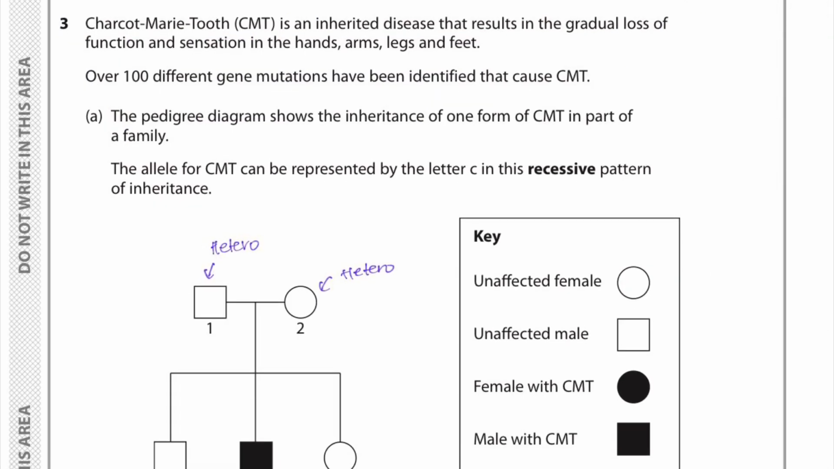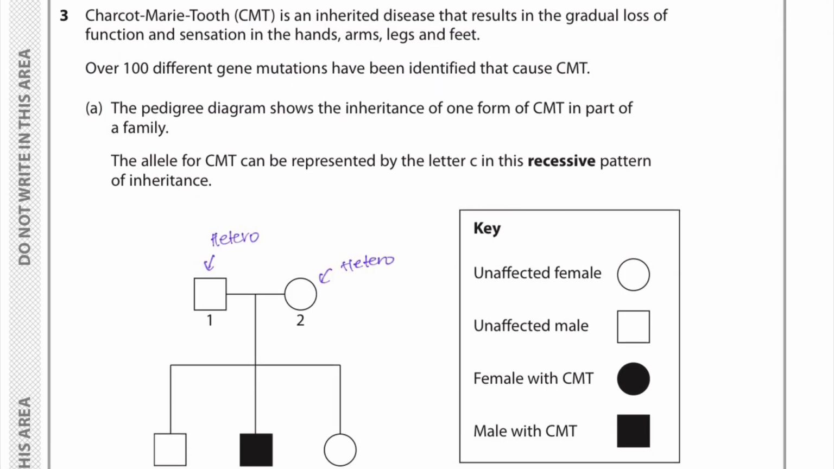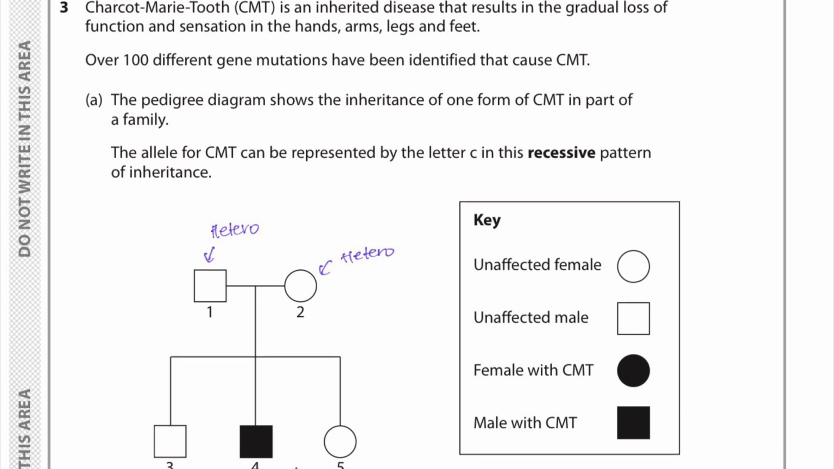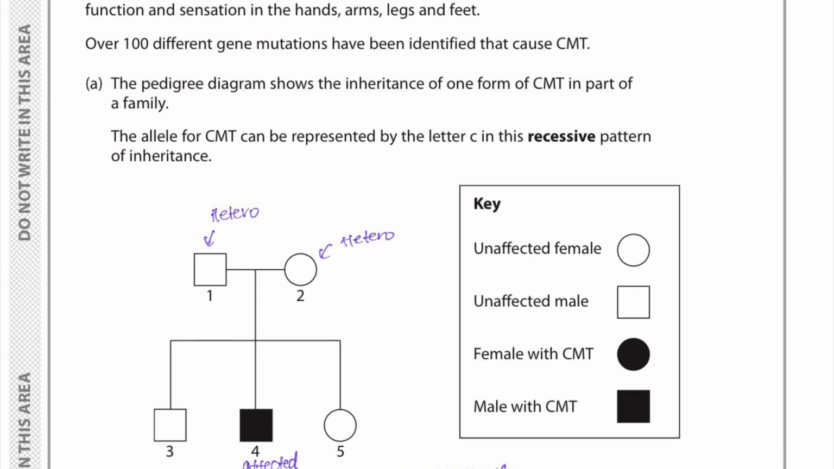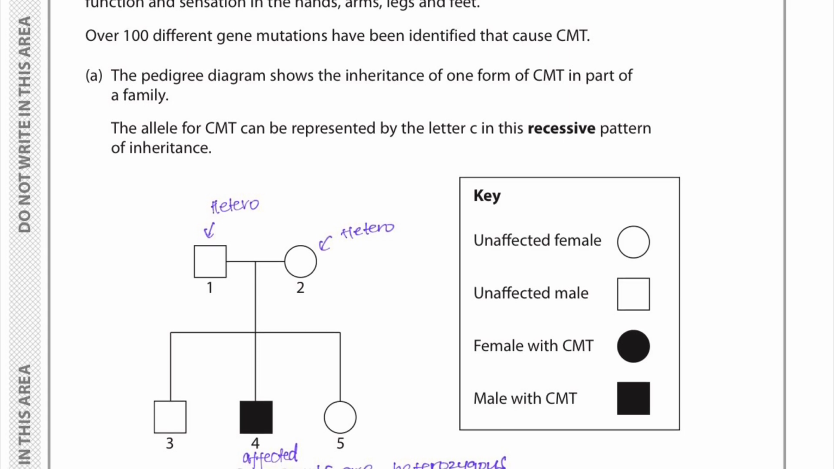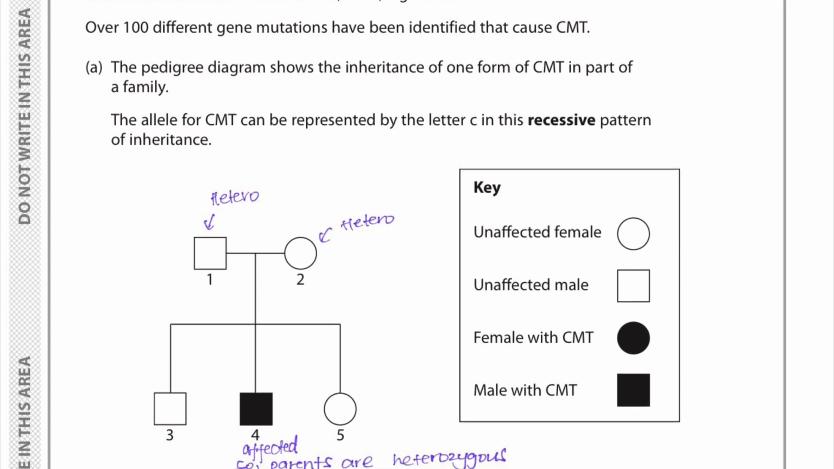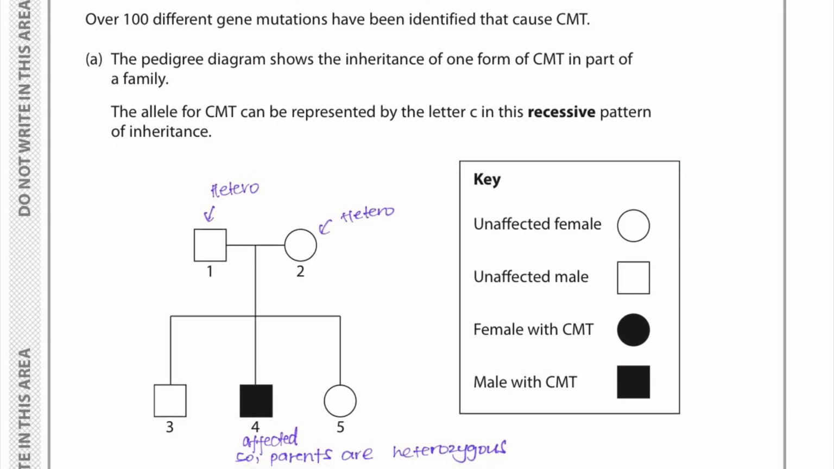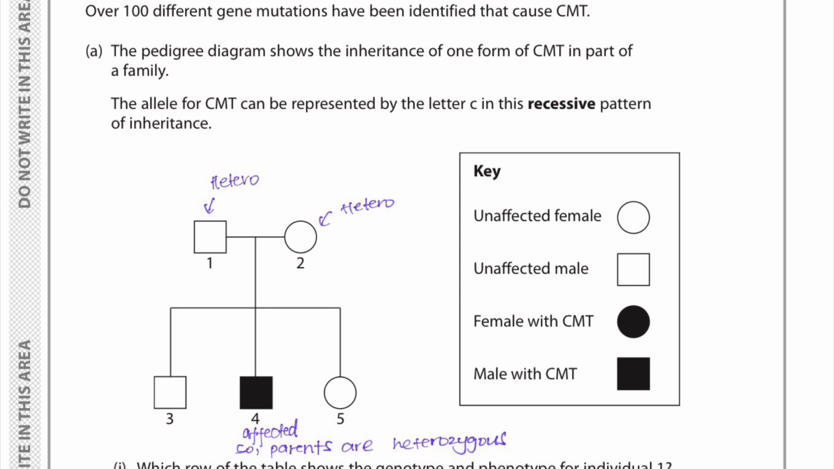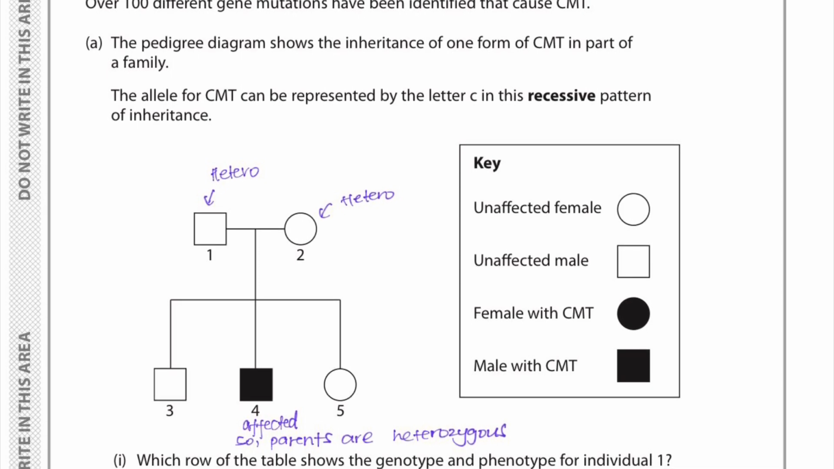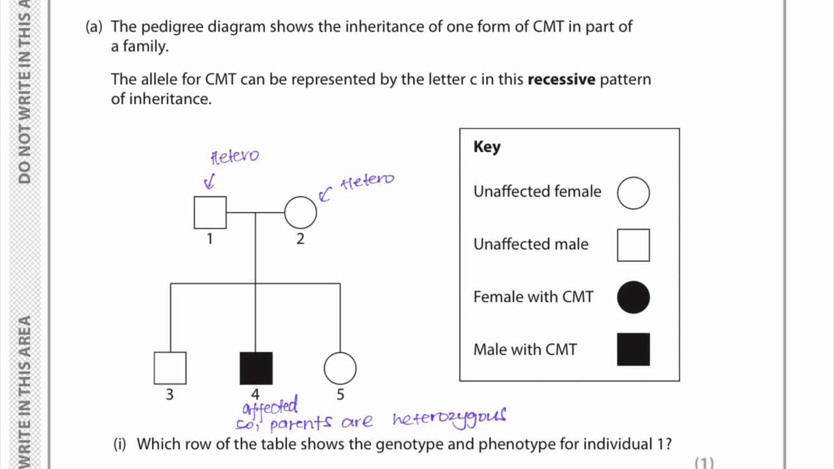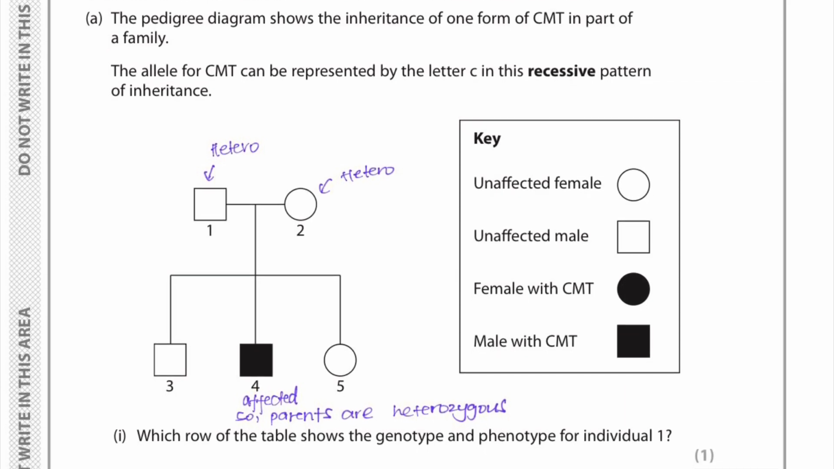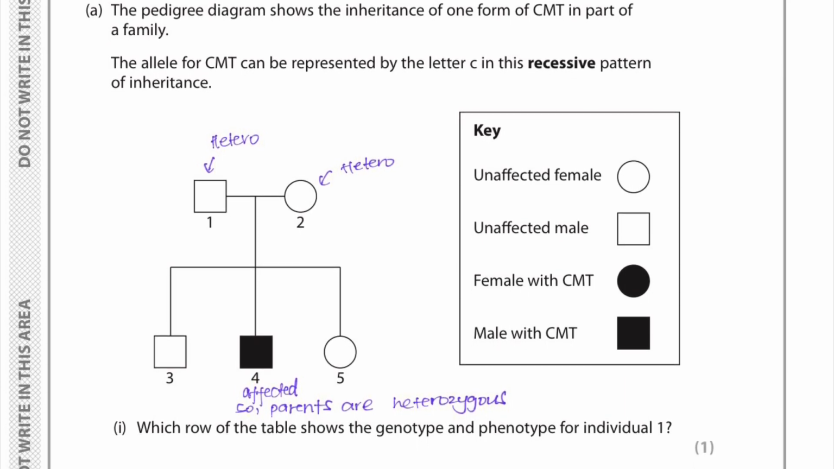In question 3, they say, Charcot-Marie-Tooth, CMT, is an inherited disease that results in the gradual loss of function and sensation in the hands, arms, legs, and feet. Over 100 different gene mutations have been identified that cause CMT. The pedigree diagram shows the inheritance of one form of CMT in part of a family. The allele for CMT can be represented by the letter C in this recessive pattern of inheritance.